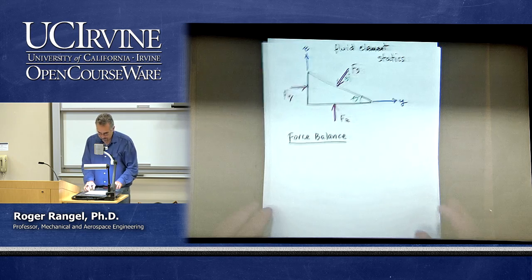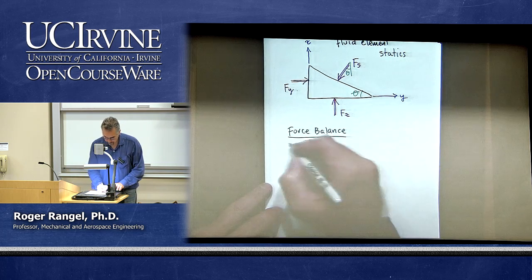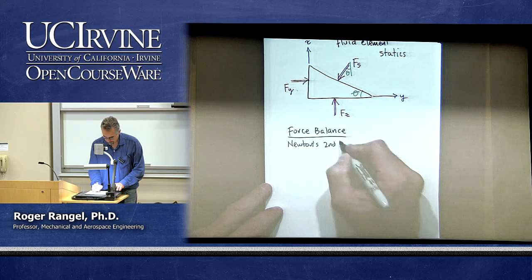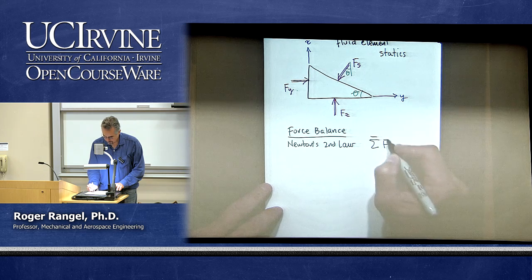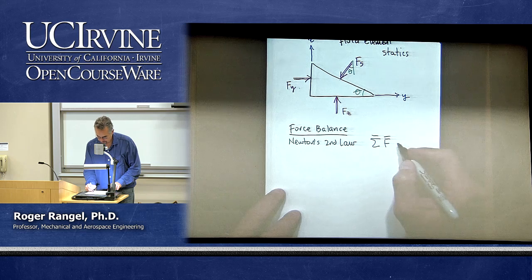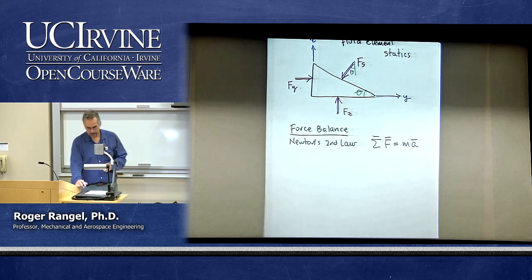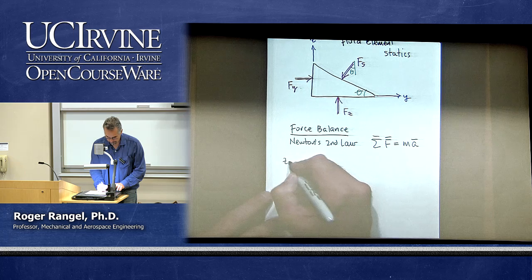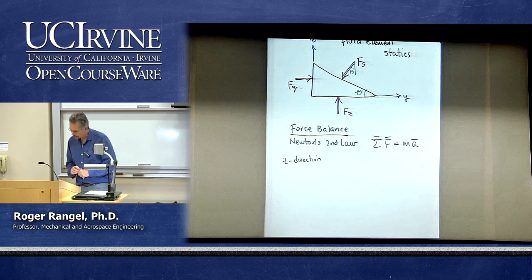And let's do a force balance in the z direction. So if I do a force balance, I know from Newton's second law that the sum of forces must be equal to the mass of the fluid element times its acceleration. So let's do first the z direction. What do I have in the z direction?